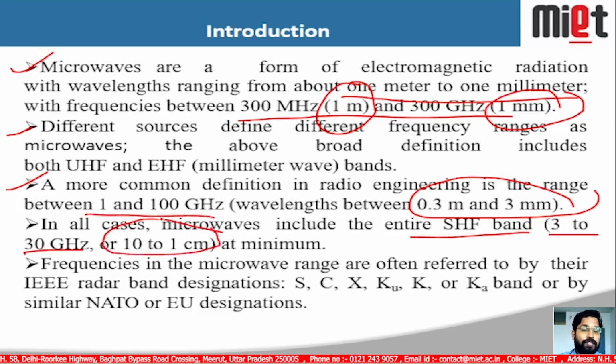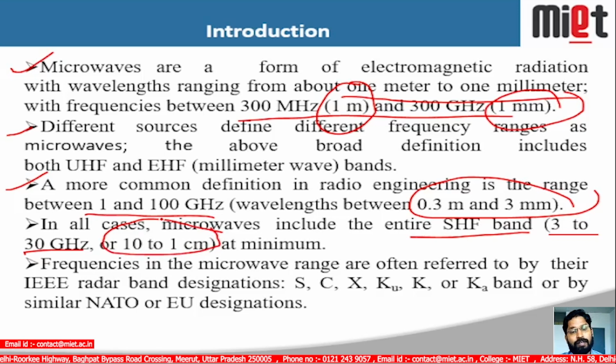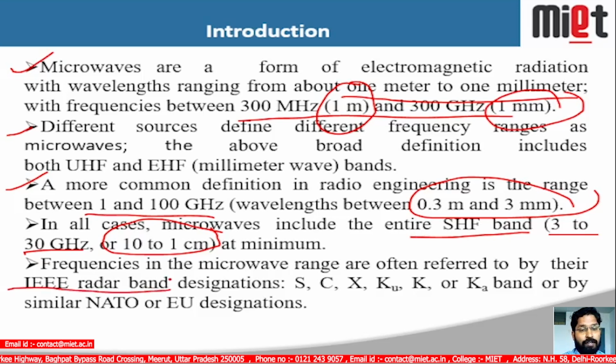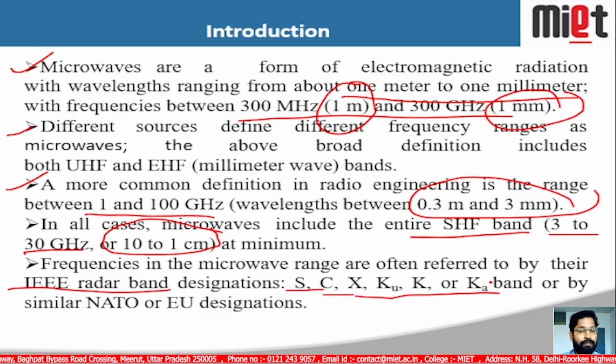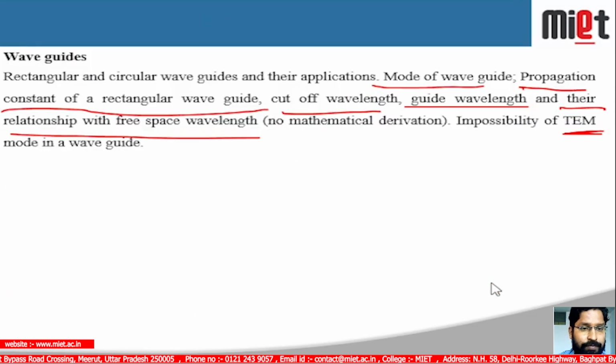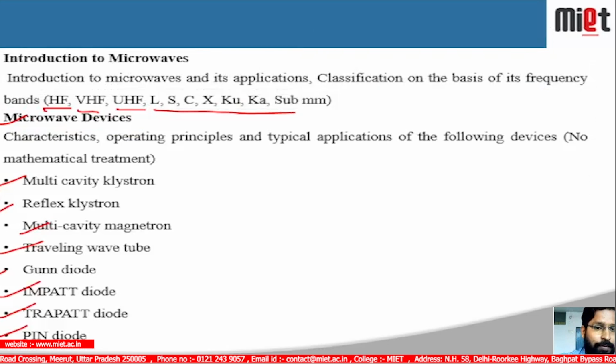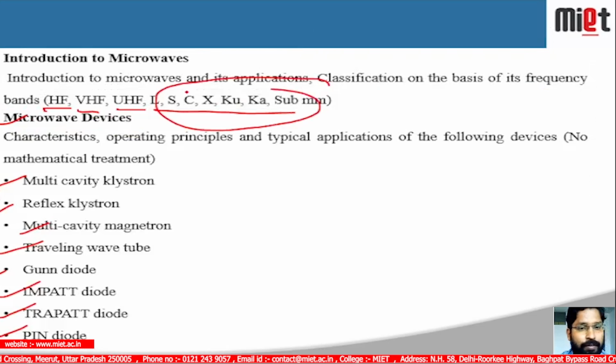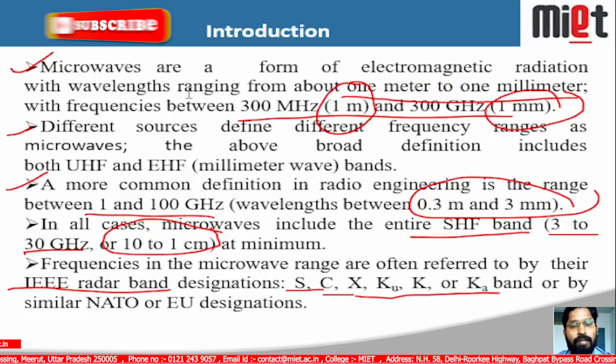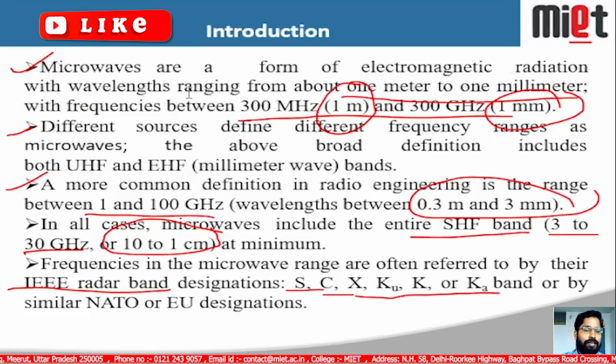There are different frequency bands generally defined in terms of frequency. The IEEE radar bands are L band, S band, C band, X band, Ku, K, Ka. These are the IEEE bands, and in your syllabus these bands are defined. As you saw in the previous slide, these are the IEEE bands: L, S, C, X, Ku, K, Ka.